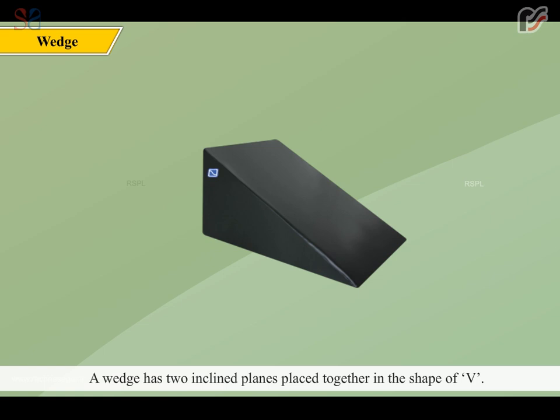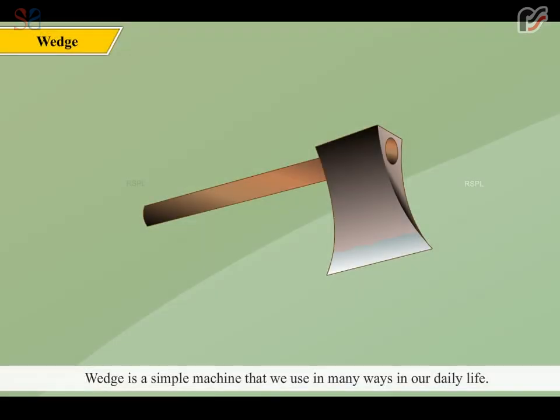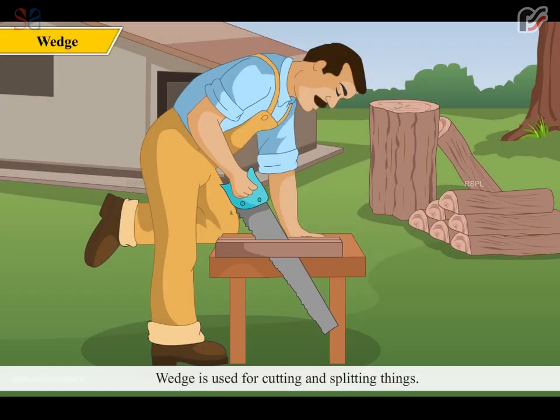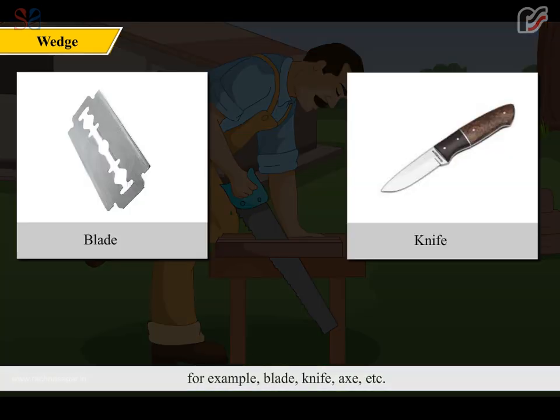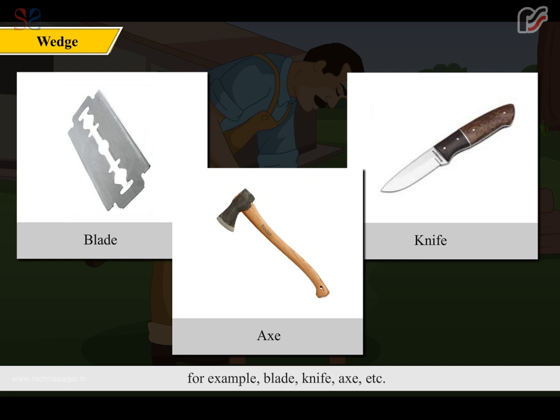Wedge. A wedge has two inclined planes placed together in the shape of V. Wedge is a simple machine that we use in many ways in our daily life. Wedge is used for cutting and splitting things. Many garden implements and agricultural implements are wedges. For example, blade, knife, axe, etc.